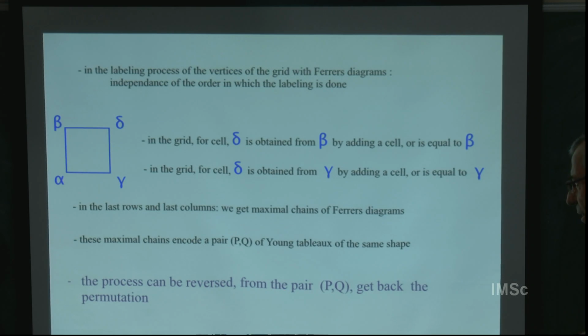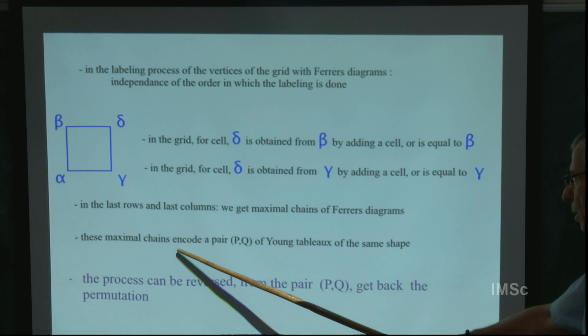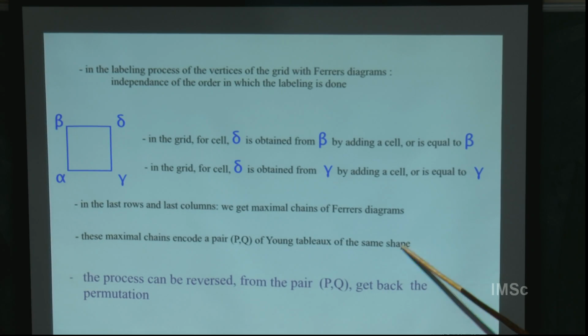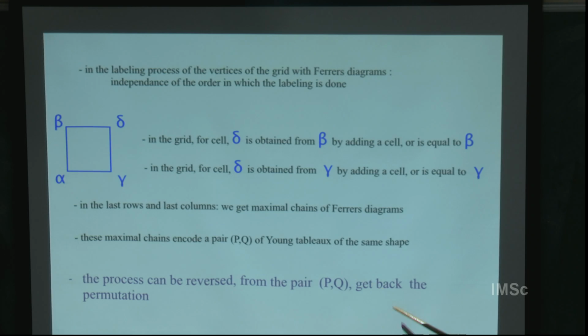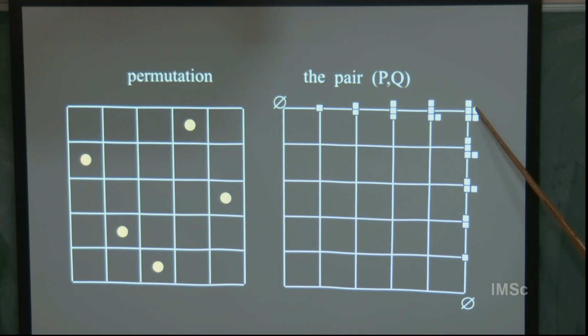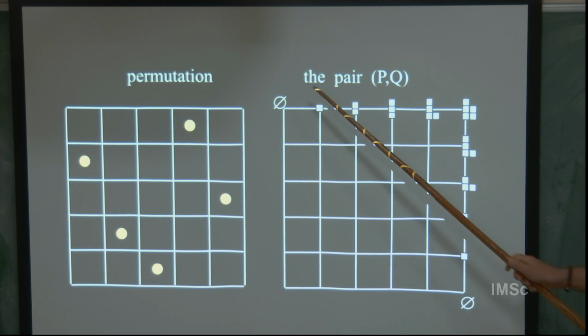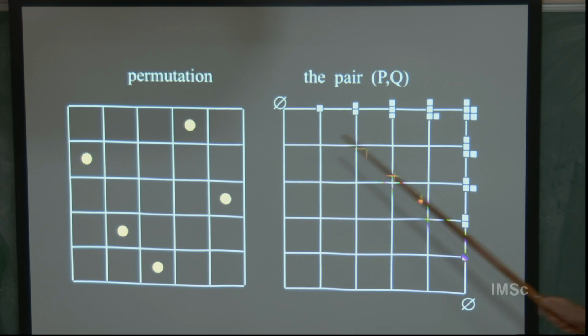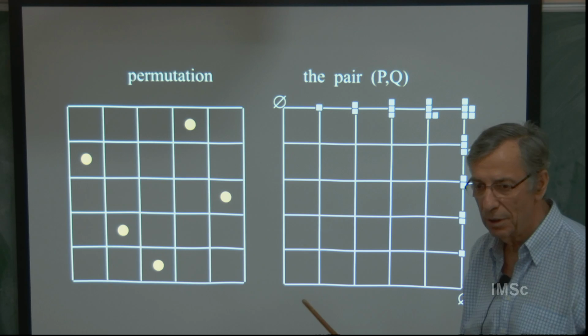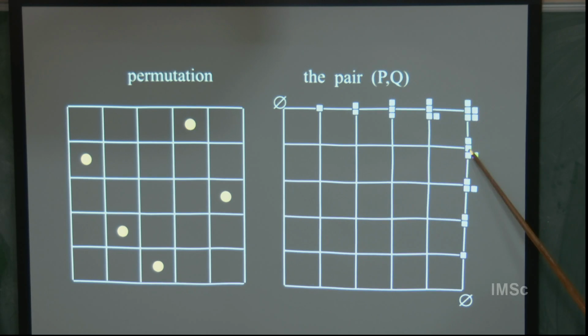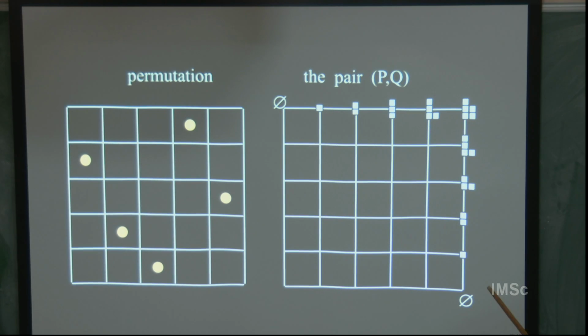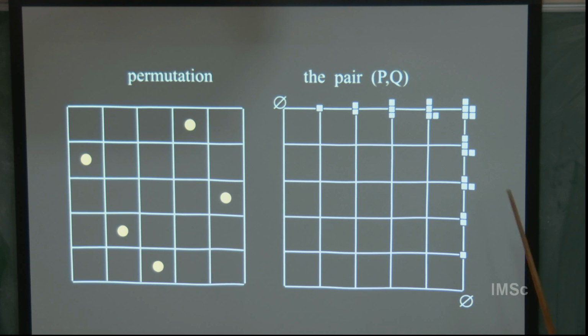Now another fact: the maximal chains encode a pair of Young tableaux of the same shape. The process can be reversed. From the pair PQ, I can get back the permutation. If you give me just this pair PQ, then I can reverse the algorithm and get the permutation. So if you know these three Ferrer diagrams, then you know this one. Exercise: give the reverse algorithm.